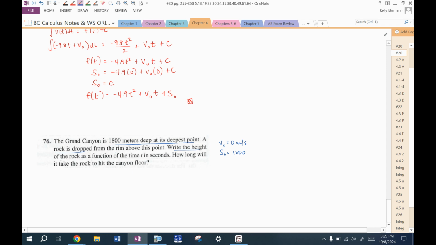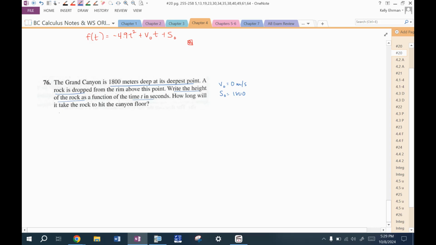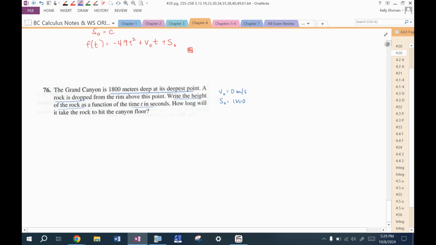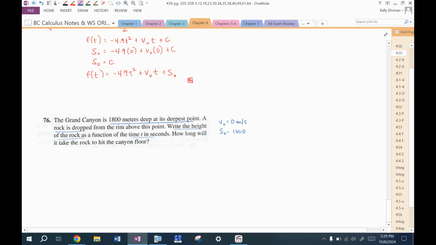Write the height of the rock as a function of time in seconds, and then how long will it take to hit the floor? So we are using the same position function and just kind of building into this. We don't actually need calculus, right? We just came up with a position function when you're measuring in meters and seconds. So I can just say, I think I called mine S of t because S sub 0 made sense to me, but you could call it f of t if you want. But it's negative 4.9 t squared plus 0t plus 1,800. So what is the position function? It's just negative 4.9 t squared plus 1,800.